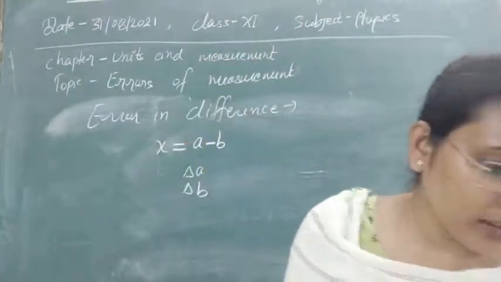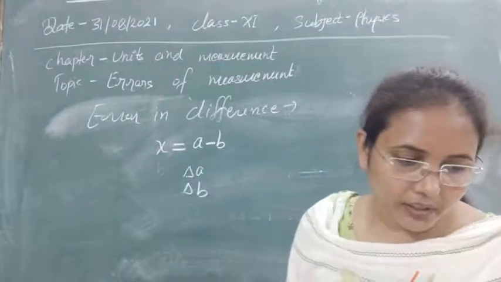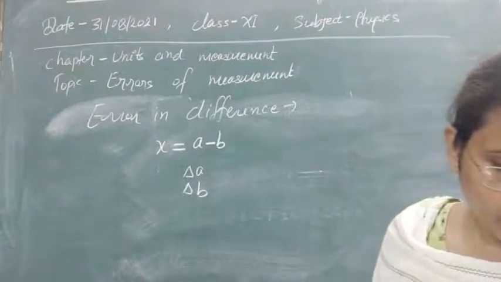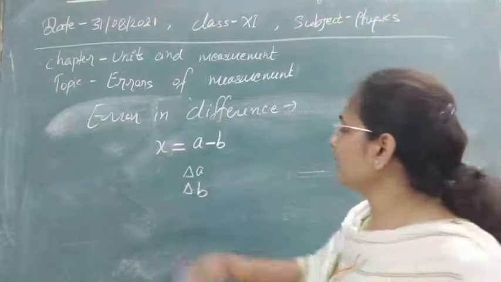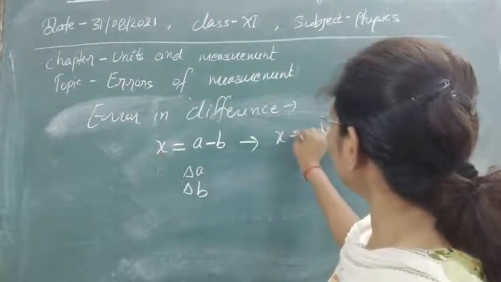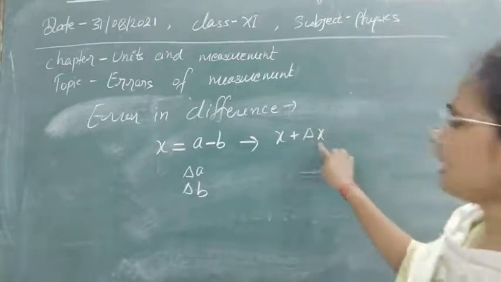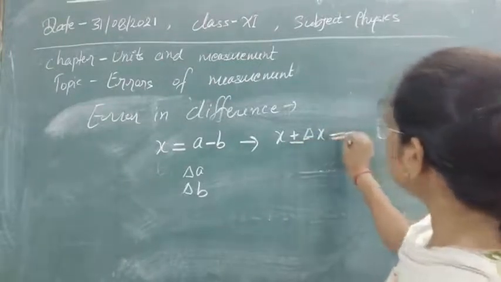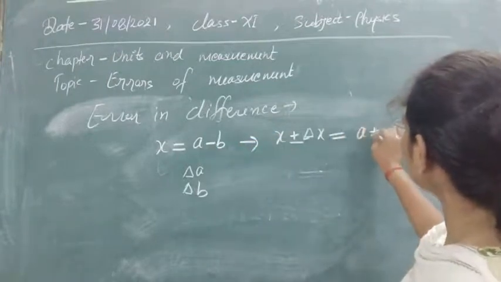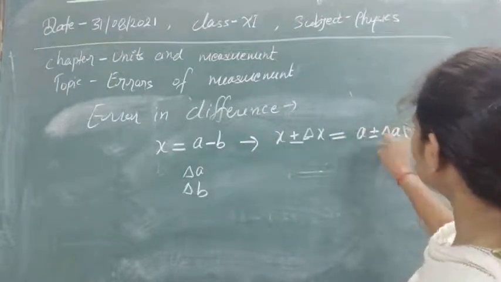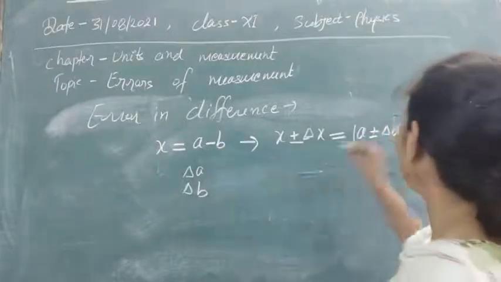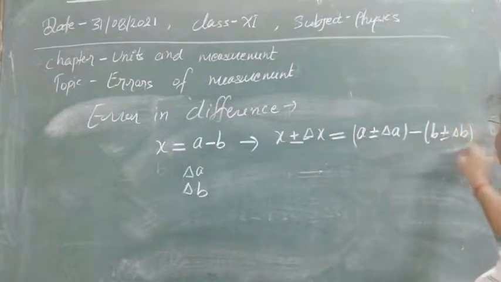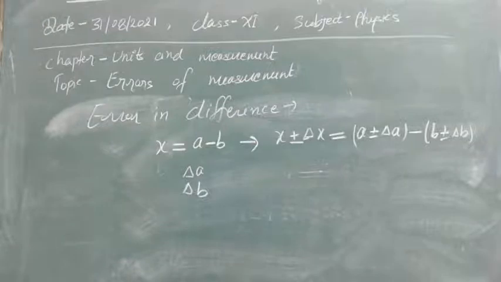Clear? Now next, suppose delta x is the error in the measurement of x. We can write the true value as x plus or minus delta x. Here plus or minus means its value can be increased or decreased. Similarly, a can be written as a plus or minus delta a, because delta a is the error in the measurement of a, and for b, b plus or minus delta b. In this way we can write our equations.